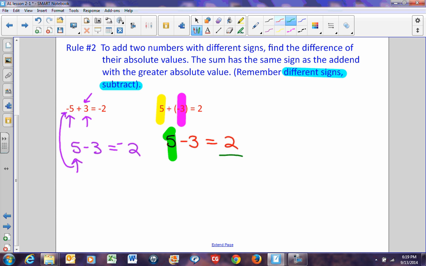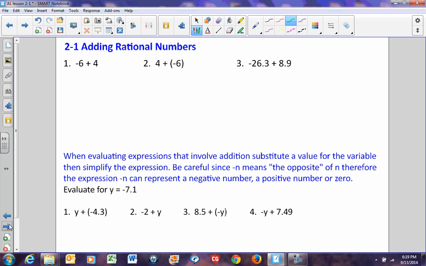So, same signs, add and keep. Different signs, subtract. Keep the sign of the higher number, then you'll be exact. Nice little tune that you can do to go over your work. All right, let's practice a few.